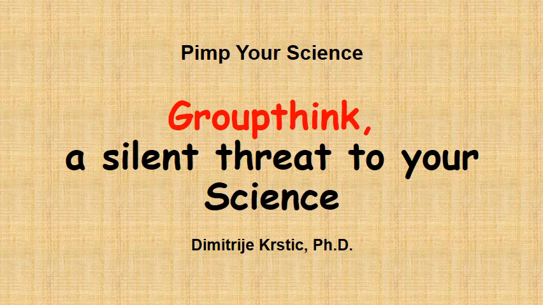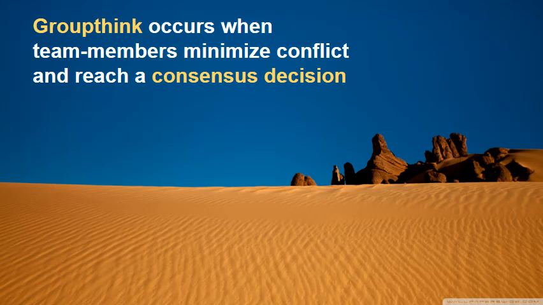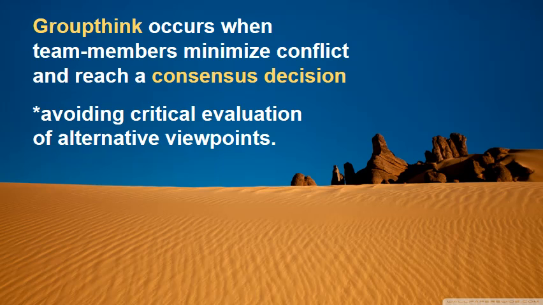Let's talk now about groupthink, a silent threat to your science. Groupthink occurs when team members minimize conflict and reach a consensus decision. This means that the team will avoid critical evaluation of alternative viewpoints. By its definition, science should be protected from groupthink.